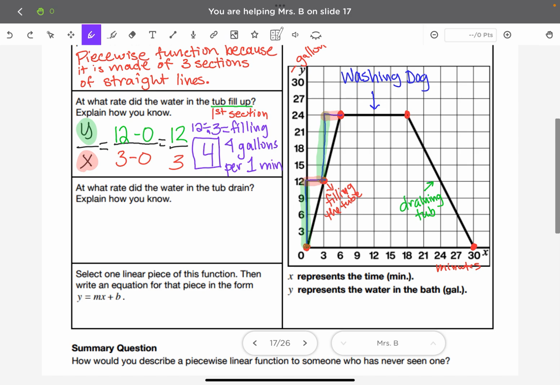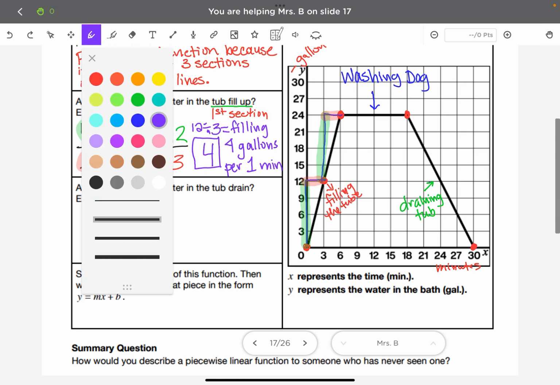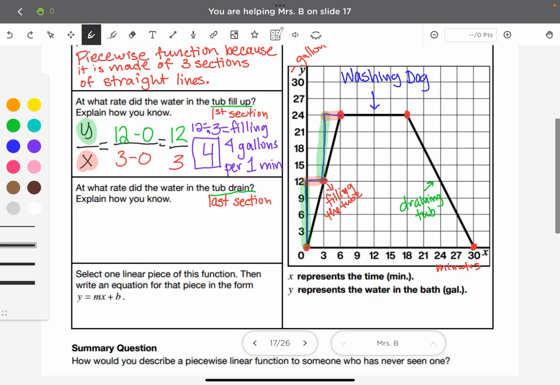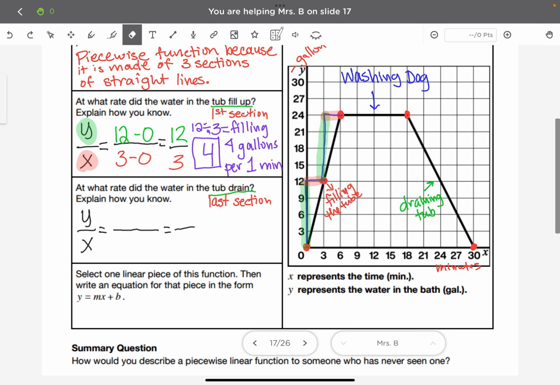The next section is talking about when the tub is draining. So this is going to be our last section, right? We already kind of looked at our graph and saw the different parts. So we know that the tub is draining at the very end. We're going to use the same thing that we did before, where we're going to do our y over x to get that unit rate or the slope, because they mean the same thing. So I'm going to set it up the same as I did before.